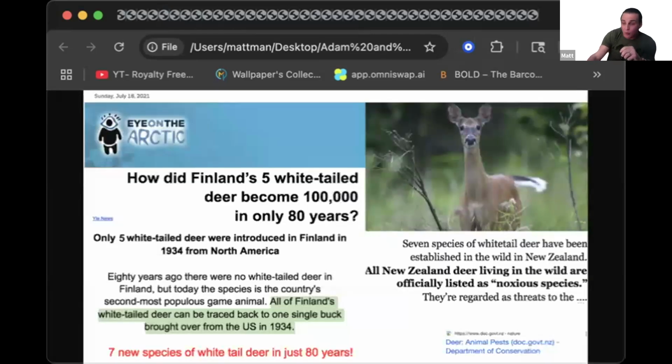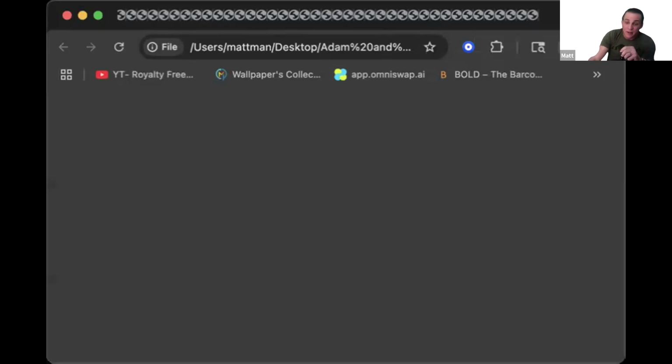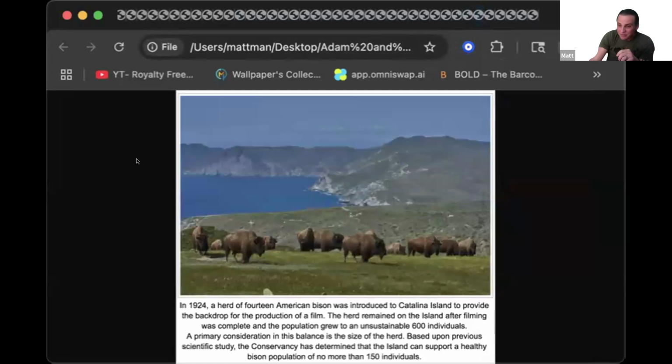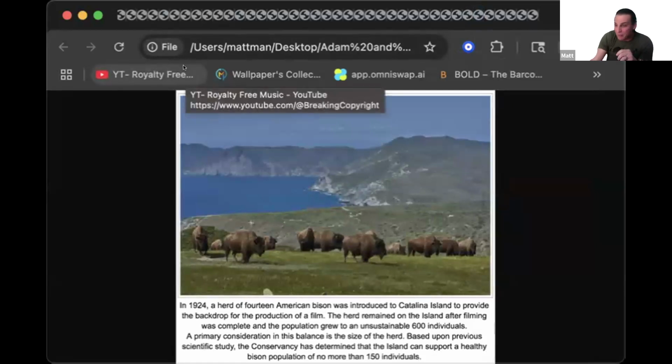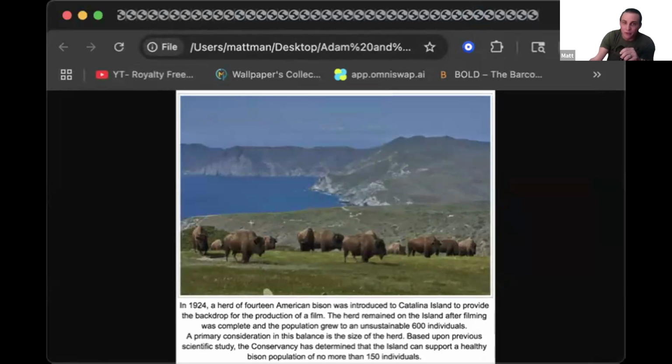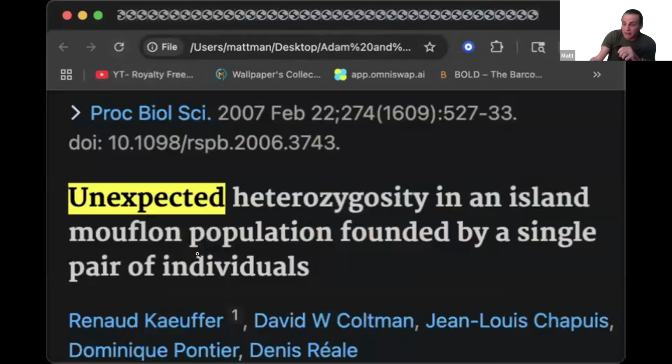Here were 5 deer, 1 male and 4 female. They now are the highest species in Finland. You can hunt them all you want because there's so many. There were 14 bison left on Catalina Island for a movie film, and then they just left them. They grew to 600, no problem, no inbreeding issues whatsoever. And then we have the mouflon sheep that were left on a single island as well. And look, unexpected heterozygosity increase, meaning they didn't expect this. Evolution would never have expected inbreeding animals to go up in genetic diversity, but that's exactly what happens until they fill up a niche.